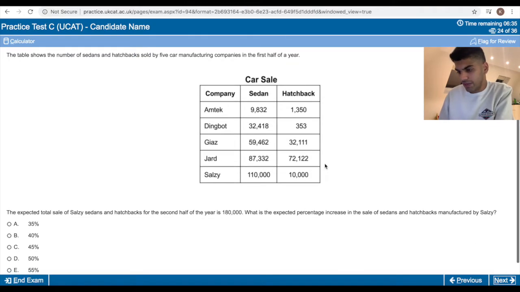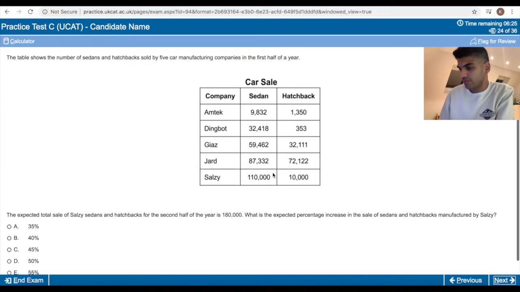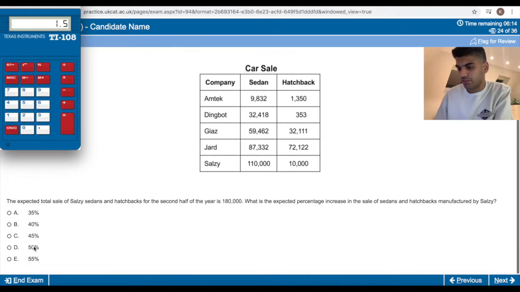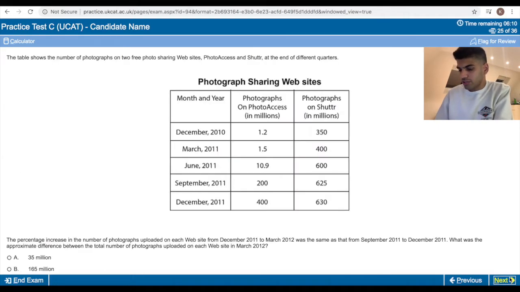Okay, so the expected total sales of sedans and hatchbacks in the second half of the year is 180,000. What's the expected percentage increase in sales? Okay, so we got 120,000 in the first half, so we just need to do 180,000 divided by 120,000. Just do 18 divided by 12. That's 1.5, so 50% increase. Okay, so on to the next question.